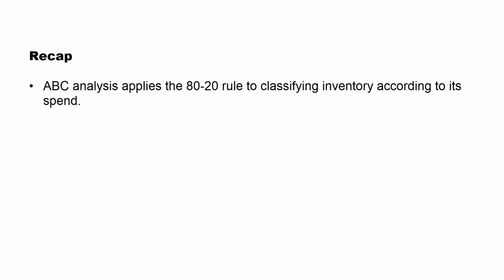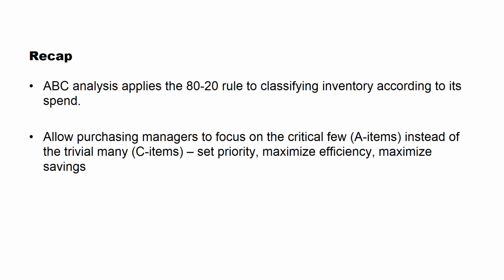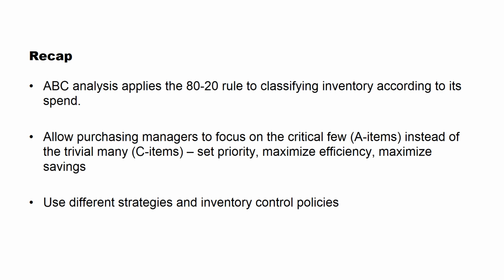To recap, the ABC analysis applies the 80-20 rule to classifying inventory according to its spend or consumption, and thus singles out the most important items. It allows the purchasing managers to focus on the critical few, that is A items, instead of the trivial many, that is the C items, so they can set priority, maximize efficiency, and maximize savings. For different classes of inventory, you should use different strategies and inventory control policies.